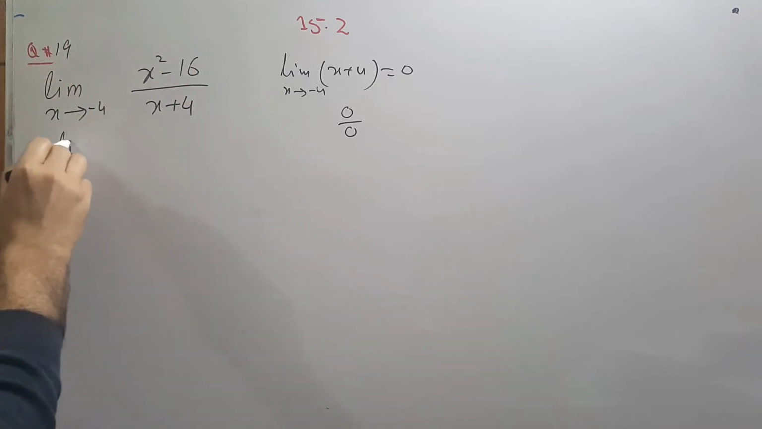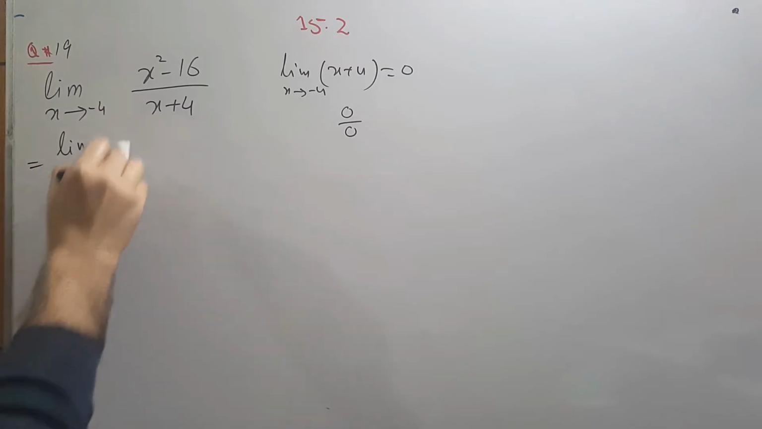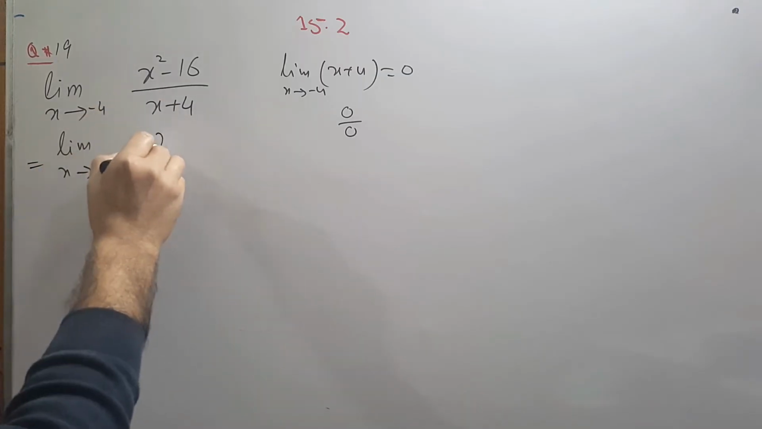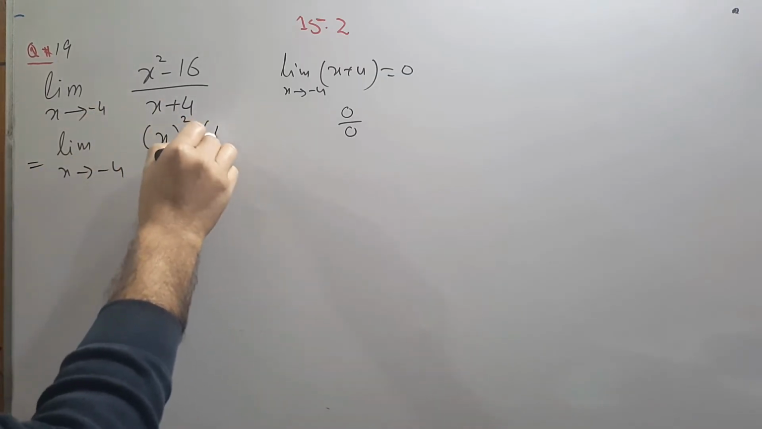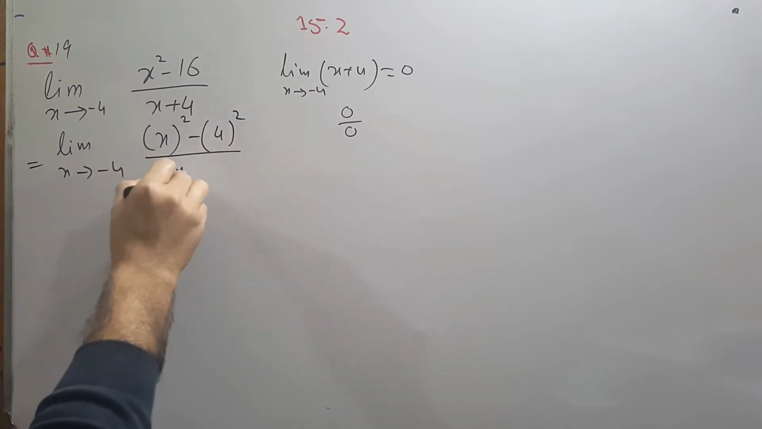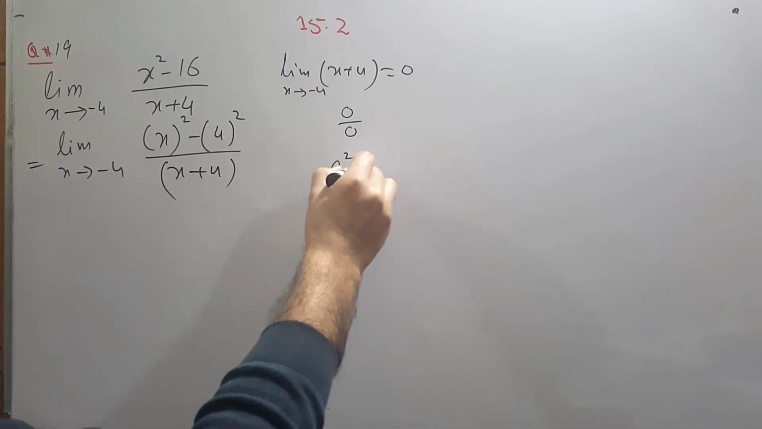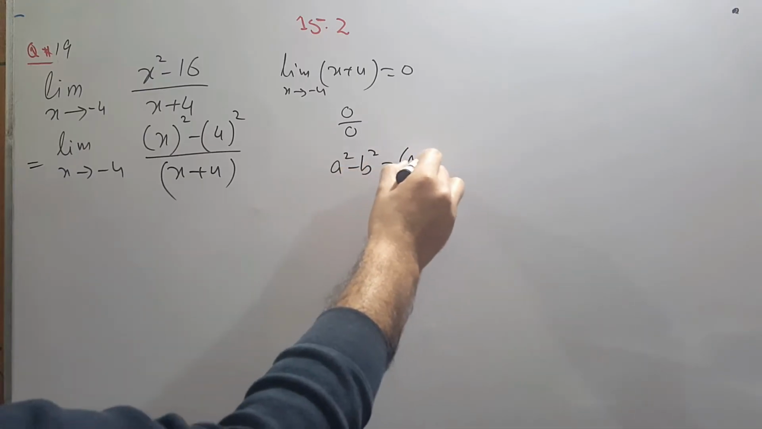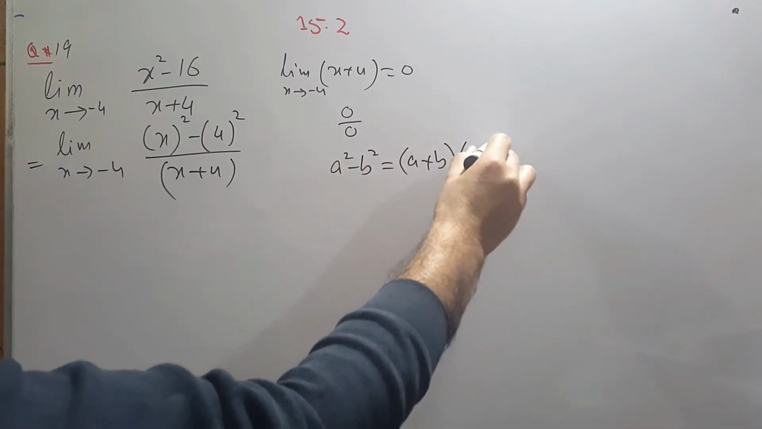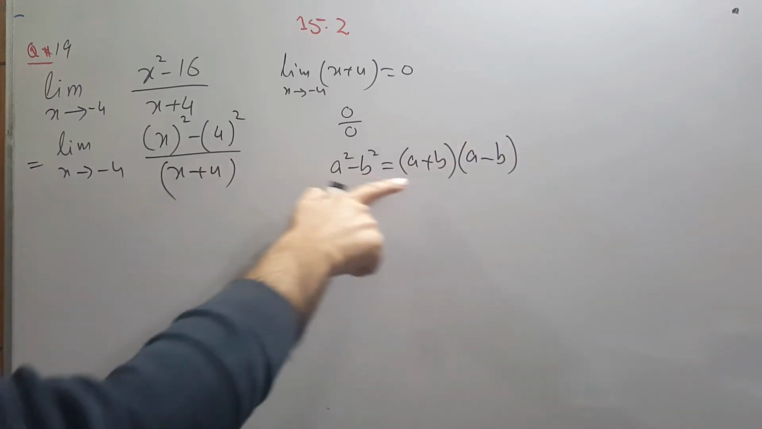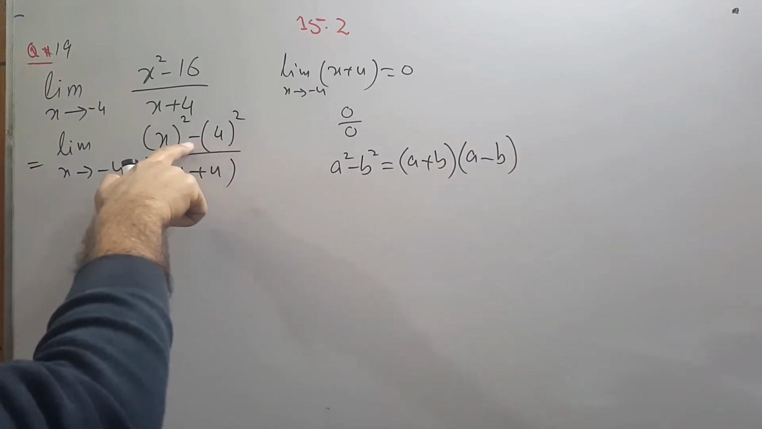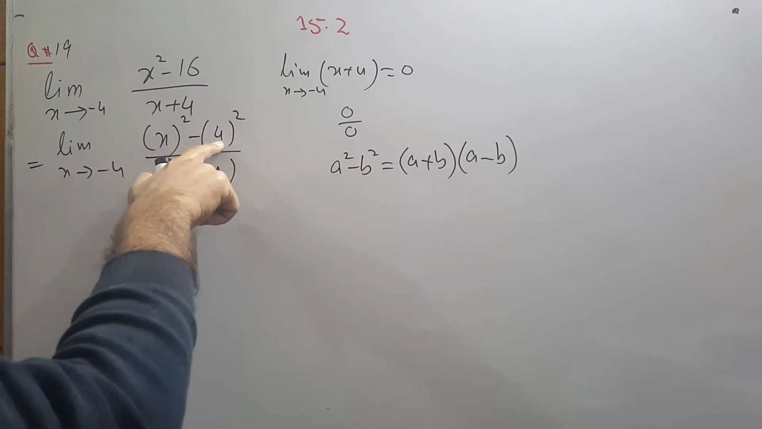So if you can look at this one, we can simplify this one is x whole square and minus 4 whole square, x plus 4. And we know a formula which is called a square minus b square can be written as a plus b and a minus b. So you can compare this one with this one. You have a is x and b is 4.